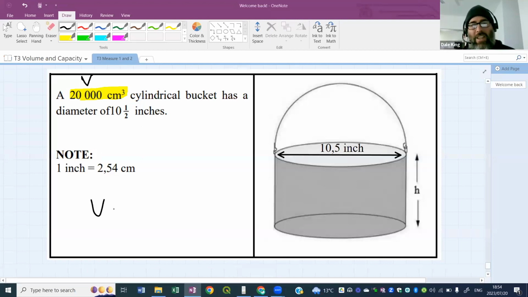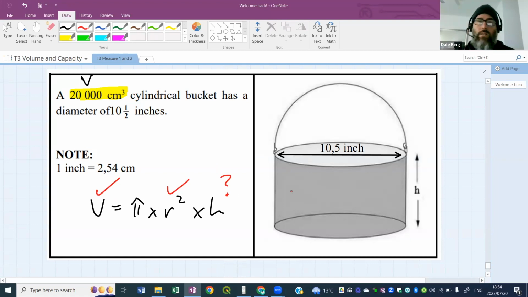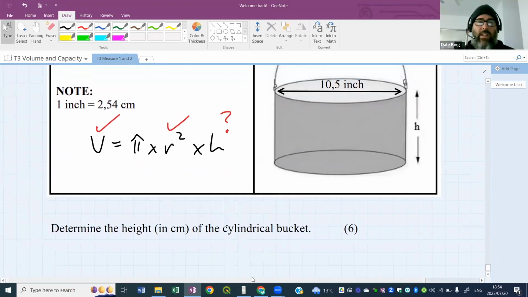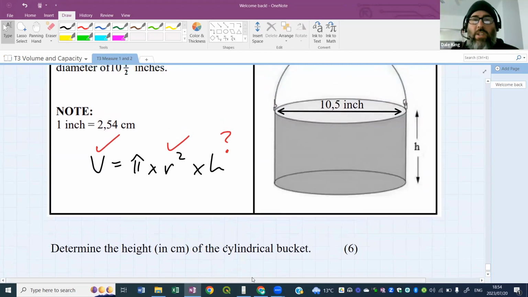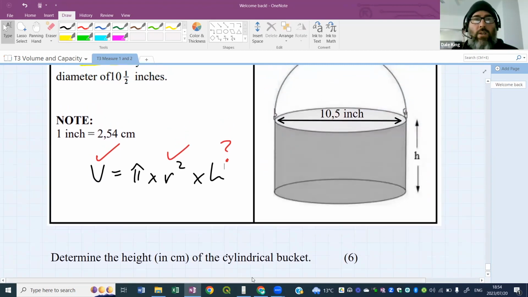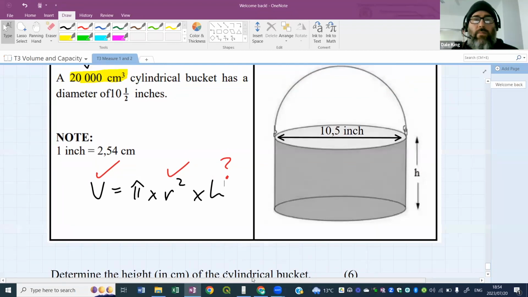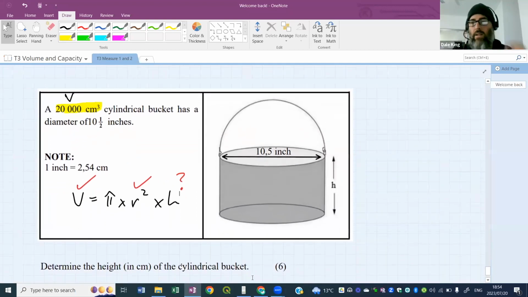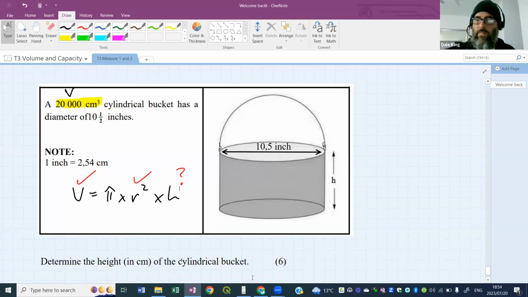So in the formula, V equals, this is cylinder, so it's pi times R squared times height. They've given us a volume. They've given us a diameter. We can work out radius, but they haven't given us a height. So here's the question. Determine the height in centimeters. Yo, I told you it's a cracker. Take a screenshot. I'll zoom out a little bit. Take a screenshot of that. And we are going to cover this question next week. Let's see who can get this one.